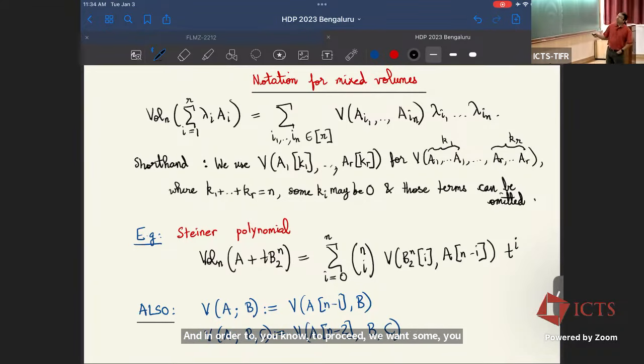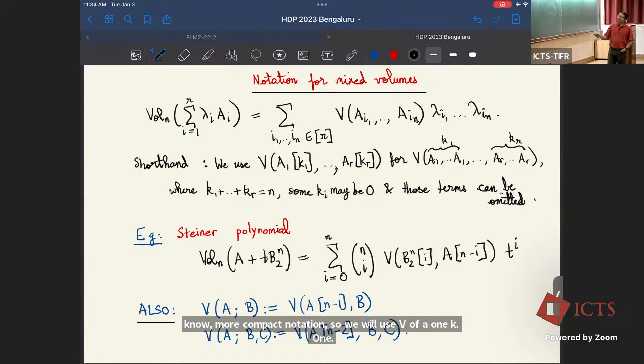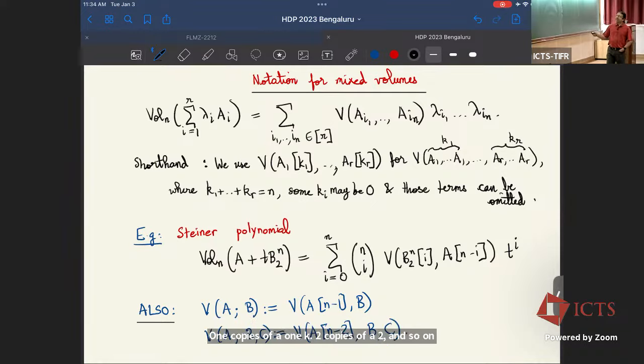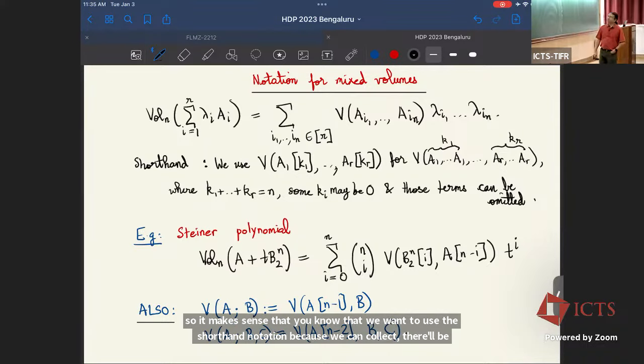We will use V(A1[k1], ..., AR[kR]), with k1 in square brackets, to mean the mixed volume of k1 copies of A1, k2 copies of A2, and so on, kR copies of AR. So this is really standing for V(A1, ..., A1), k1 times. And the reason this is useful is because we already mentioned that this mixed volume is symmetric in its arguments. So it makes sense to use a shorthand notation, because there will be multiple terms with the same V that you can collect together, right?